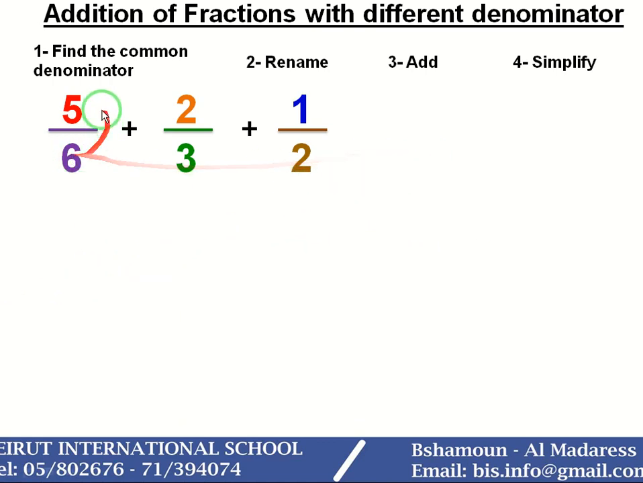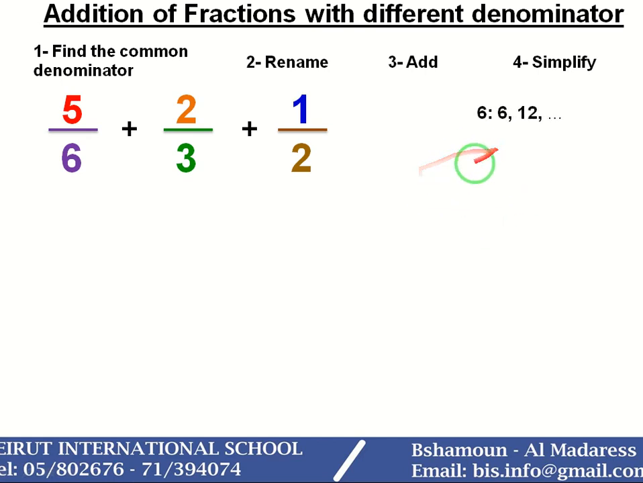So we are going to find the common denominator, rename the fractions with the common denominator, add, and simplify if possible. So we've got here the fractions 5 over 6 plus 2 over 3 plus 1 over 2. And as you can see, we don't have the same denominator. So we need to find the same denominator. One method is I can find the least common multiple, and that will be my common denominator.